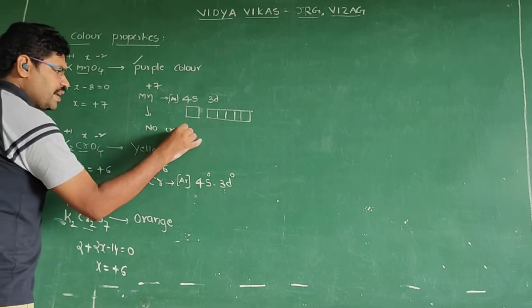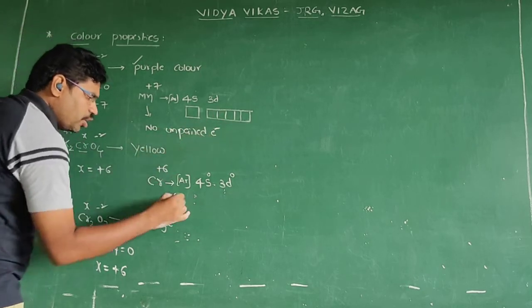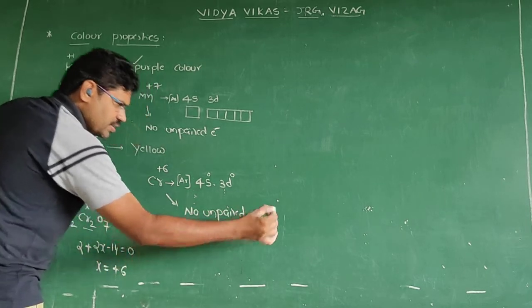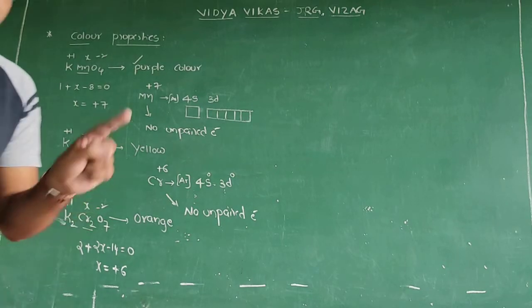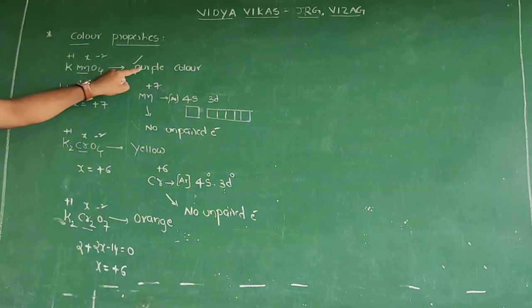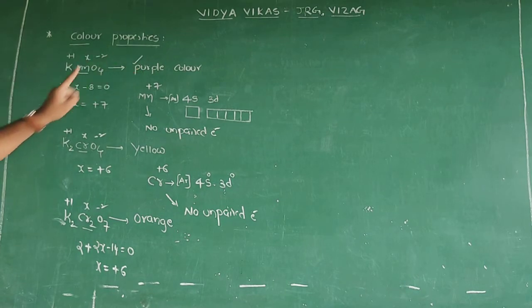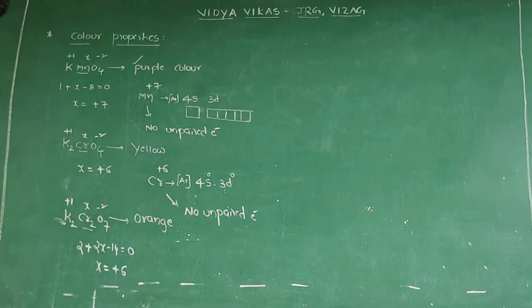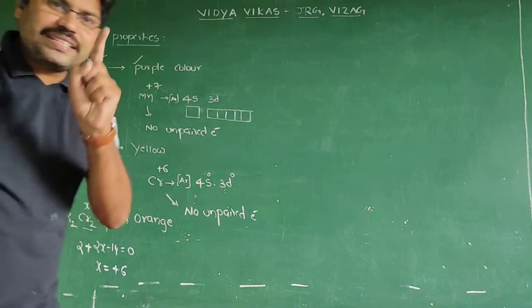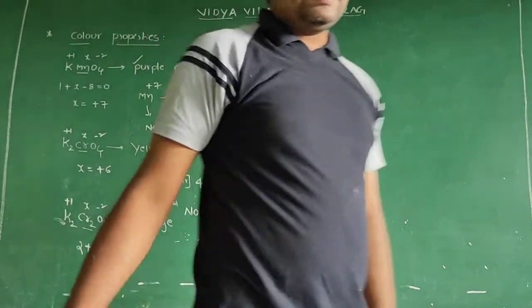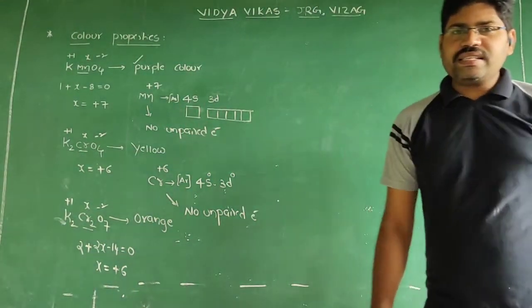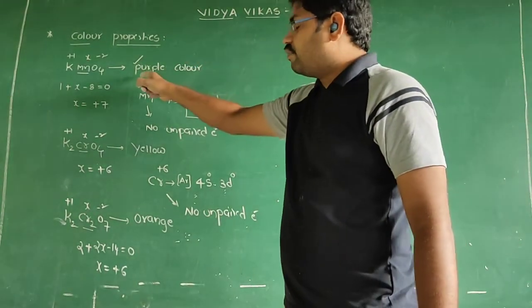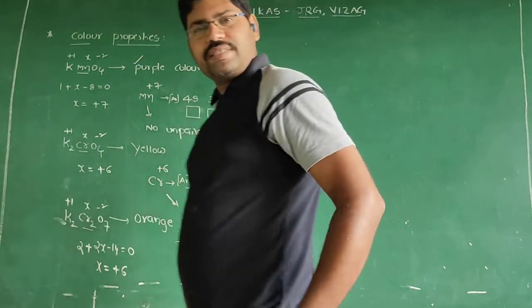Keep in mind, chromium +6 also has no unpaired electron. Here manganese +7 has no unpaired electron, and chromium +6 has no unpaired electron, dear students. But still KMnO4 exists in purple color, and chromium compounds in +6 oxidation state exist in yellow color and orange color. So what is the reason behind that, sir? Dear students, this is our challenging topic, and this is our challenging aspect while we discuss the color properties of D block elements, dear students.